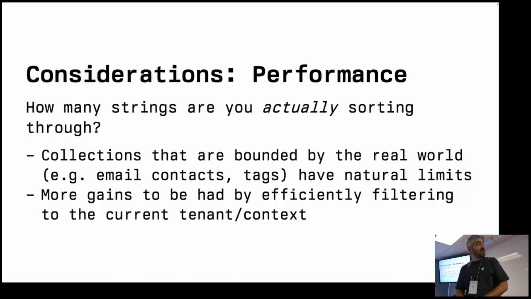All right. So still more considerations. Performance. This really comes down to how many strings you are actually looking through. From experience, things that are bound by the real world, for example, if I'm searching through email contacts, you're just not going to have 100,000 email contacts unless you're really messing with the system. So things tend to have natural limits, and scanning through those is relatively cheap on modern hardware. And so there's often a lot more gains to be had from taking your total result set, narrowing it down to the current user or the current organization, depending on your app, and actually scanning through that. In general, you'll find a lot more gains that way.